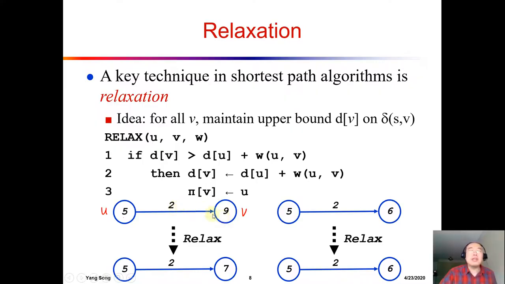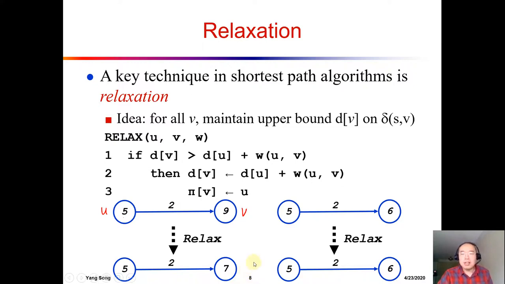This means if we want to get to v, we can first get to u, and then from u to v there is a cost of 2. And then we can reduce the cost of getting to v to 7. So that is a new shortest path we have found to get to v.